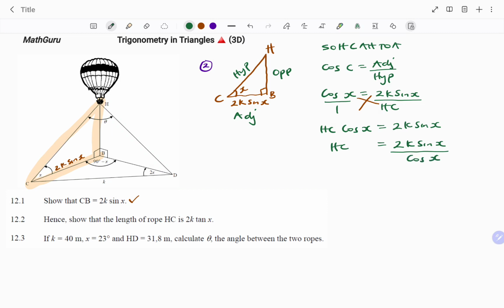Now note that for my identity, tan theta is equal to sine theta over cos theta. So I'm using my identity to change sine x over cos x here. So therefore, my HC is equal to 2k tan of x. So I've been able to show that the distance HC, that's the length of the rope, is equal to 2k tan x.